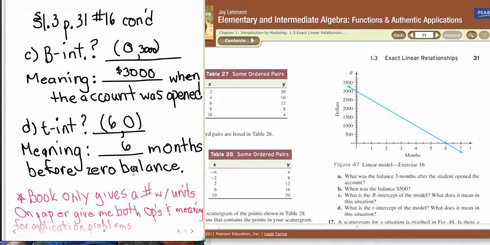Now when the book answers these questions, they are only giving you a number with units. So they're saying $3,000 when the number of months is 0, and 6 months when there's $0. But on paper, what I want you to get in the habit of doing is giving me both those ordered pairs. See the abbreviation down here of OP, both ordered pairs and the interpretation. It's just a better habit to get into on paper. But when you do things on Course Compass, you may not end up doing it that way. So that concludes our introduction to intercepts and a little example there.